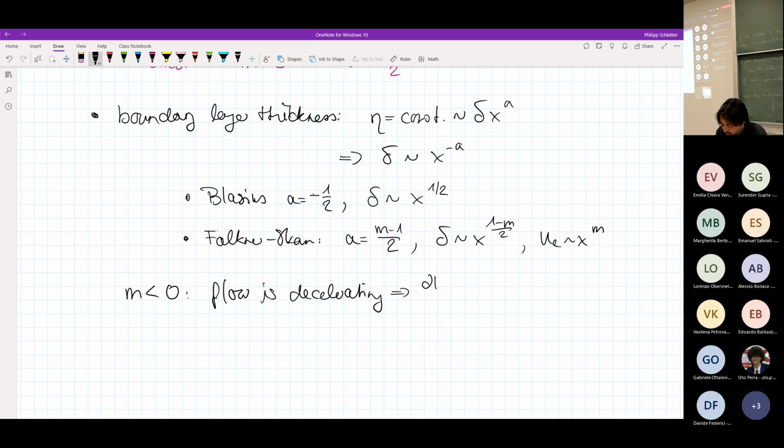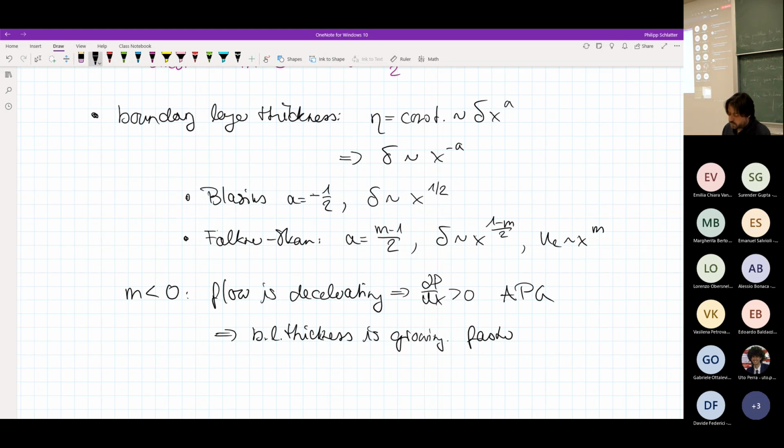That means that dp/dx is larger than 0, and that would mean that we have an APG situation. And of course, the consequence, as we just said, is that the boundary layer thickness is growing faster. And of course, that's exactly what you would expect.